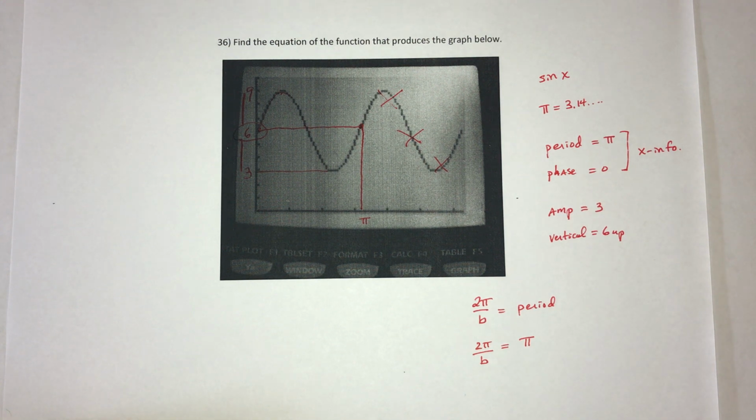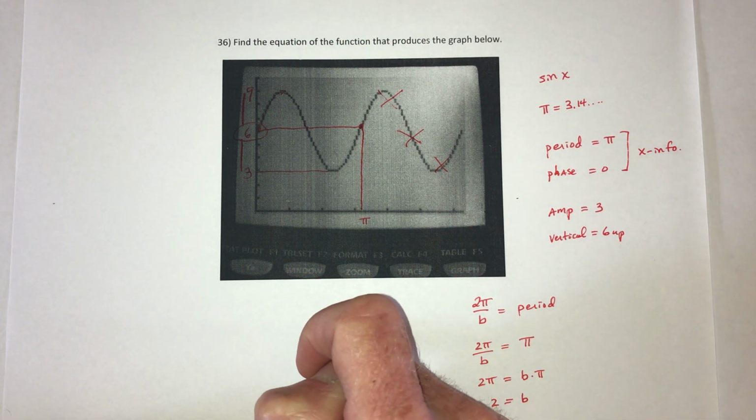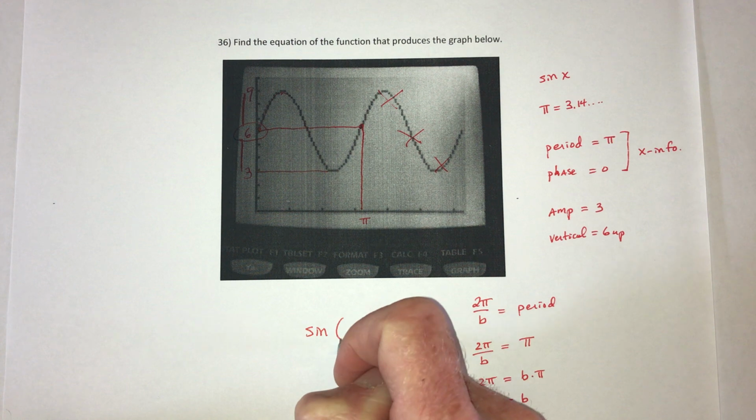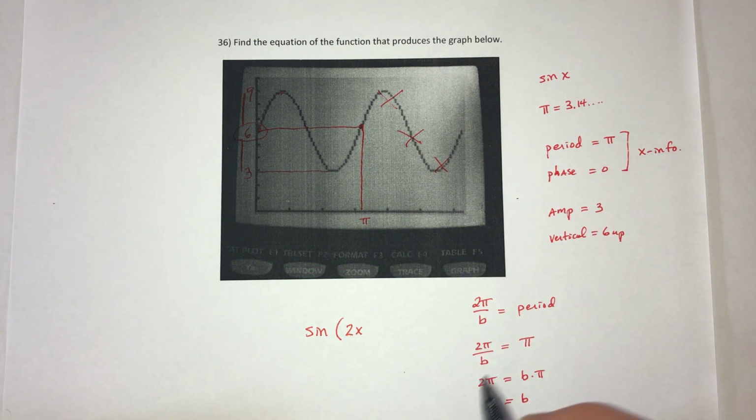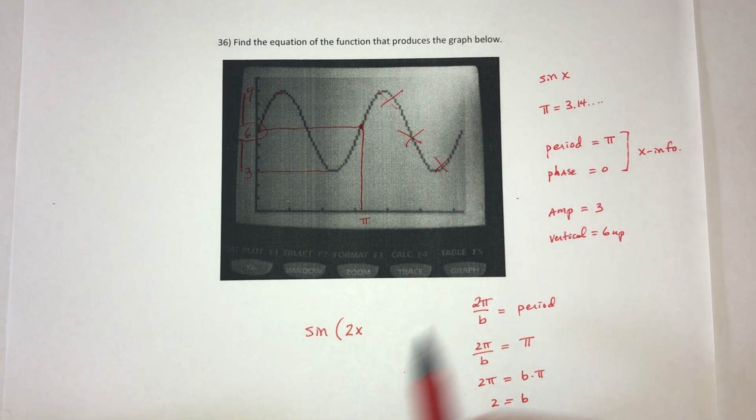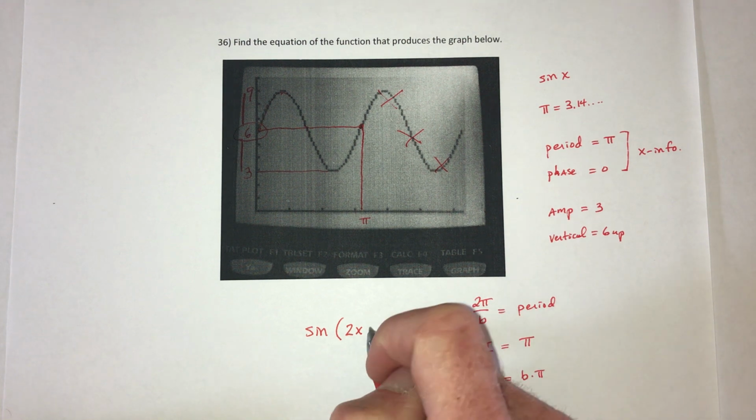What is b? Well, right here, you can see that the 2 got canceled. So what would cancel the 2 if b equals 2? Or you could multiply both sides by b, and you could divide both sides by pi, and you'd get that b equals 2. So that means that the function is going to be sine of 2x. And because the phase shift is 0, it's not plus something or minus something. It's just that.